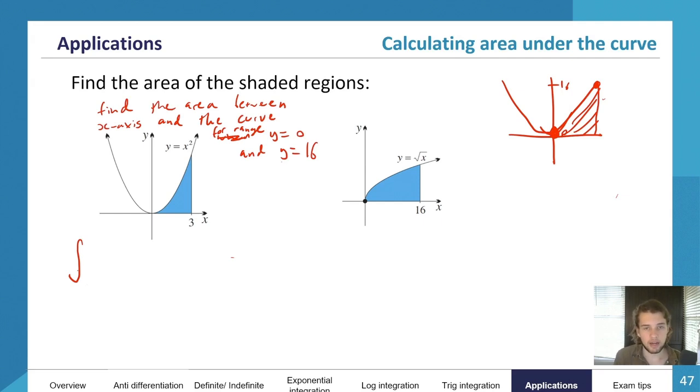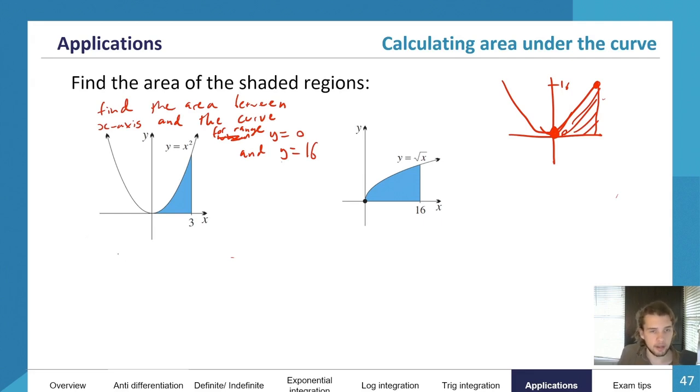So we can't put 0 and 16 here and then put x squared. And the reason we can't do that is because if we do that, then we're actually finding when x is 0 and x is 16. That's the actual domain for which we're looking. Instead, we want to look for the range y is equal to 0 and y is equal to 16 to find the area under the curve between the points where y is equal to 0 and y is equal to 16.